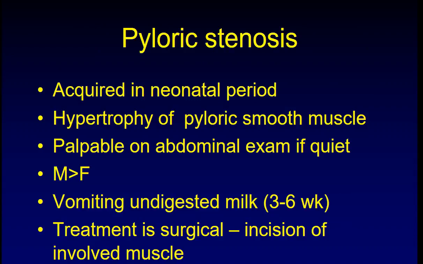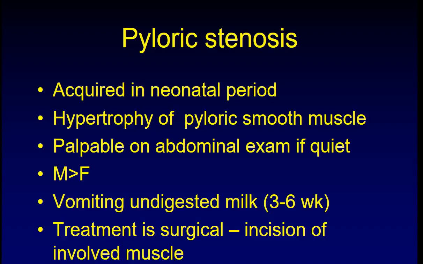Pyloric stenosis is actually an acquired abnormality in the neonatal period. It's hypertrophy of the pyloric smooth muscle. Because of this, which we'll show in the next slide, the formula doesn't get from the stomach into the small intestine. The baby will start vomiting. The hypertrophied muscle actually can cause a mass that's palpable on abdominal exam if the baby is quiet. It's more common in boys than girls. Treatment is surgical with incision of the involved muscle. It doesn't have to be resected, just incised.